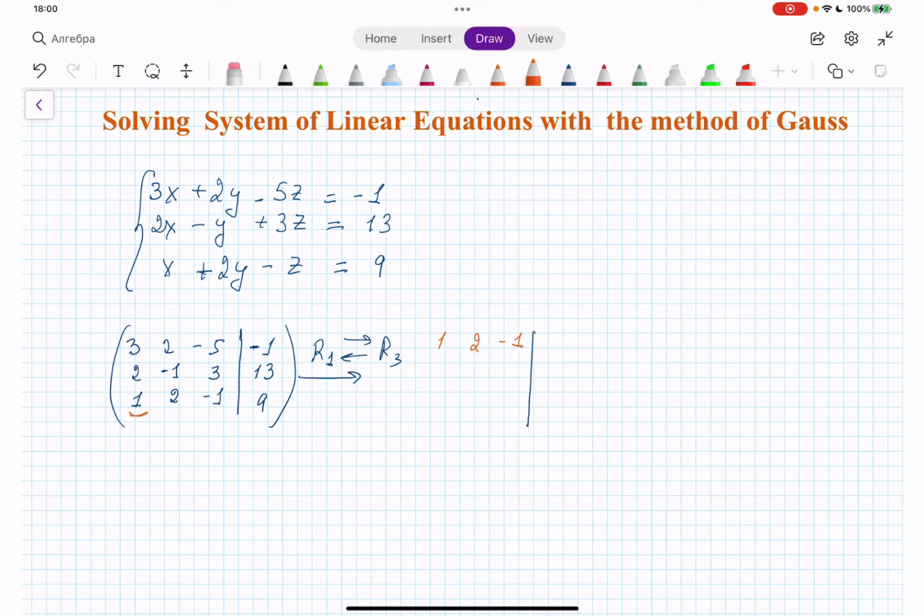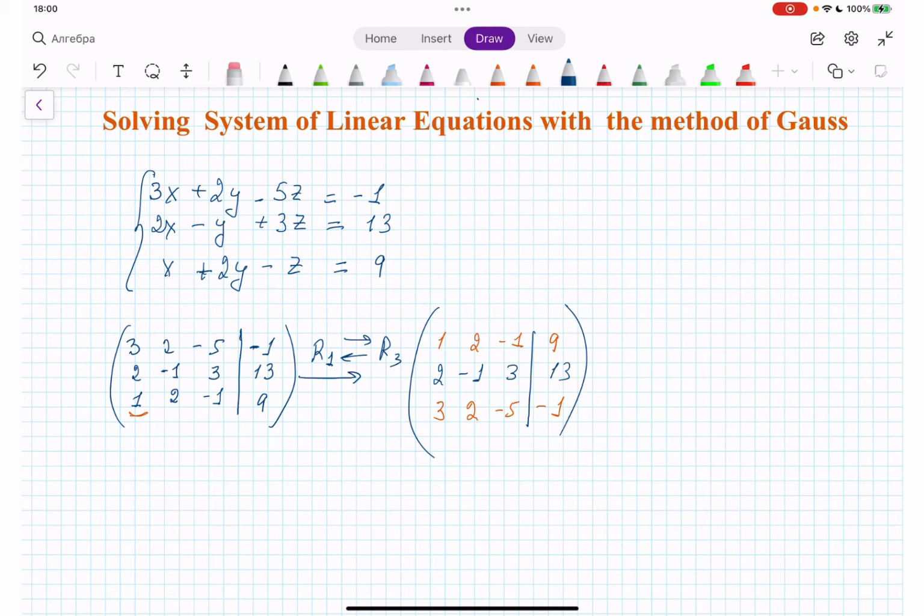So this is going to be 9. Second row, second line stays the same: 2, -1, 3, and 13. And the third one, the first line comes as the third one, right? 3, 2, -5, and -1.